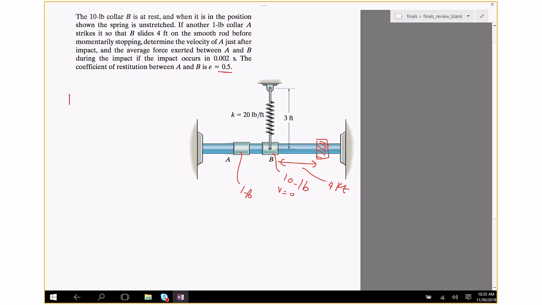So this is what's going on. A has a velocity VA. I'm going to put VA1 for the velocity before collision, and VB1 is the initial velocity of the collar before collision, so that's going to be 0 because it's at rest. After collision, VA is going to have a new velocity, called VA2. VB is going to have a new velocity, let's call it VB2. It's not equal to 0.